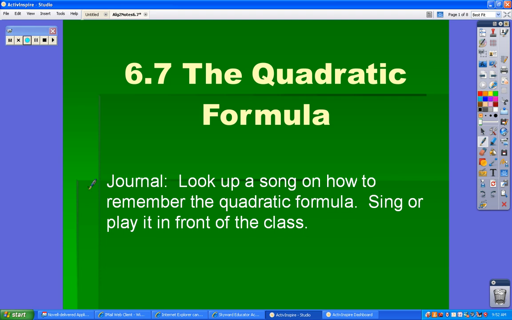Okay, here's your journal choice. You can look up a song on how to remember the quadratic formula and you can sing it or play it in front of the class and it will be awesome.